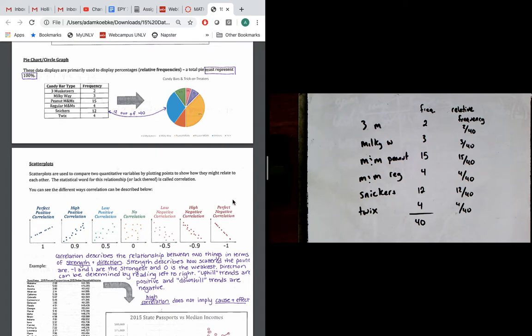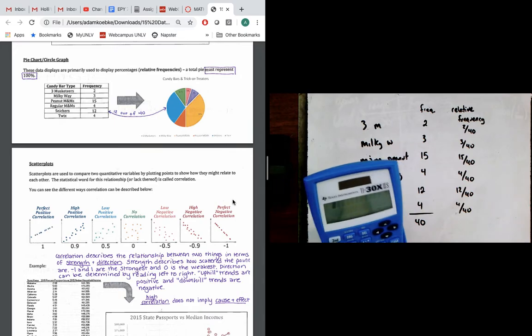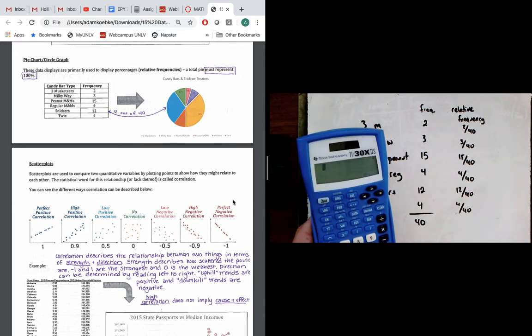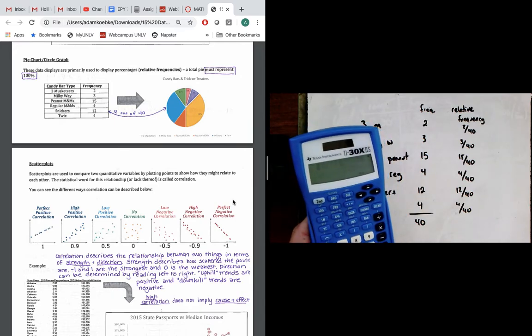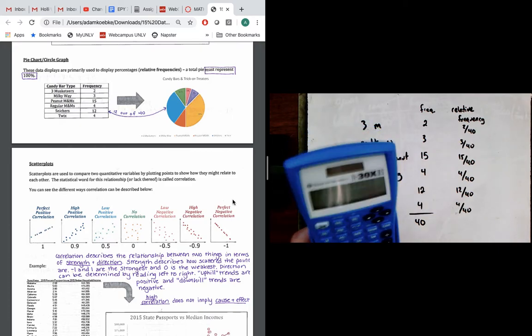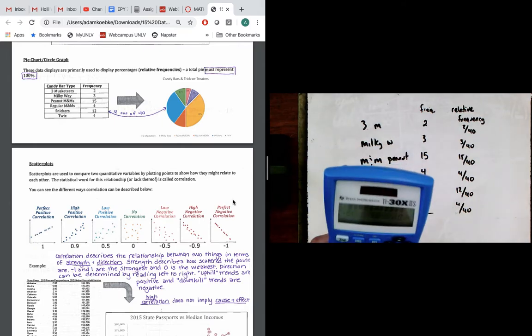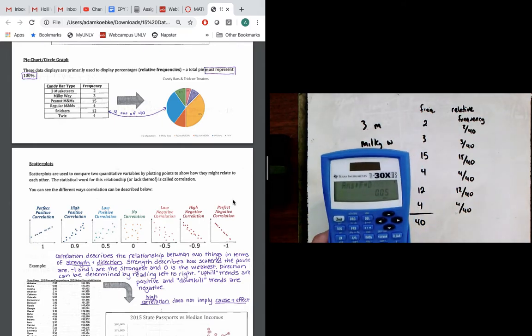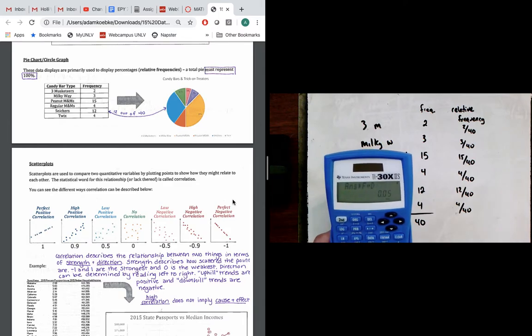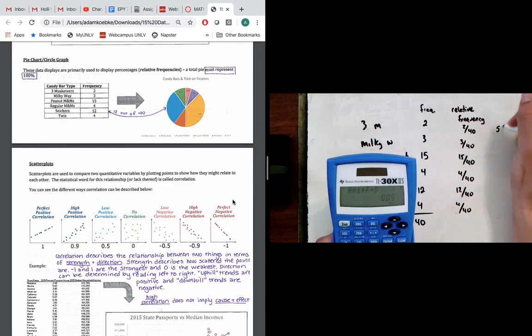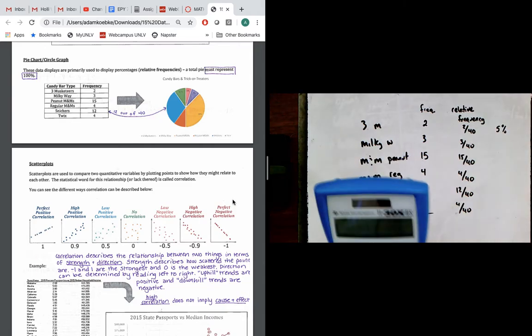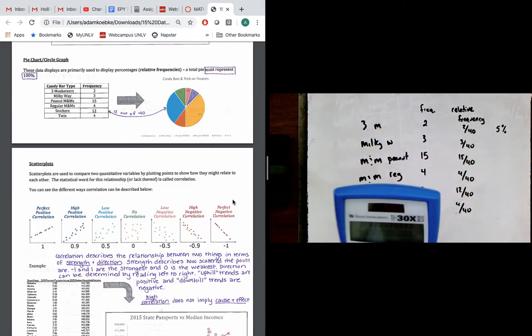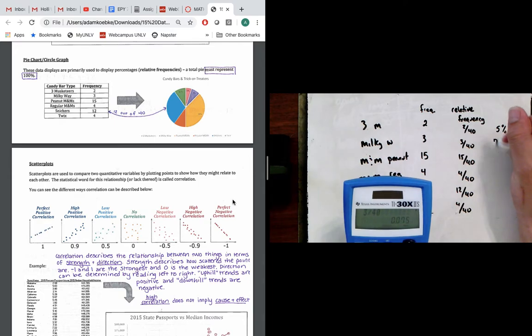So instead what we're going to do is we're going to take each of these relative frequencies and we're going to get our trusty calculator and we're going to express these as a percentage. And as a percentage, then it becomes a little bit easier to kind of visualize where it should go on the circle. So 2 out of 40 as a decimal is the same thing as 0.05 or 5%. 3 out of 40 is 7.5%.